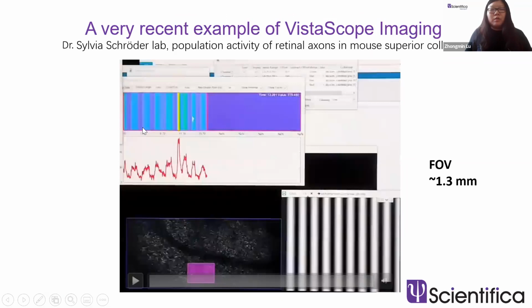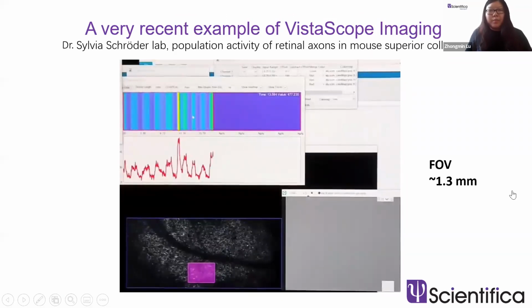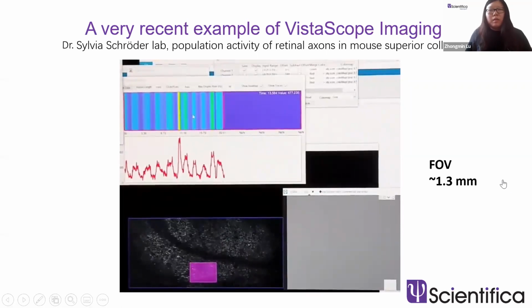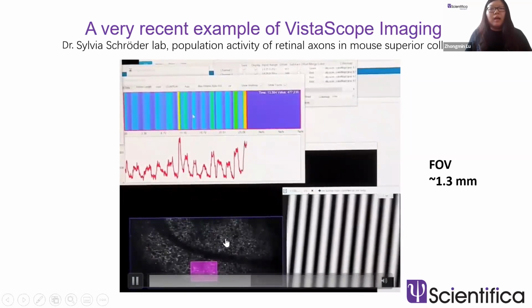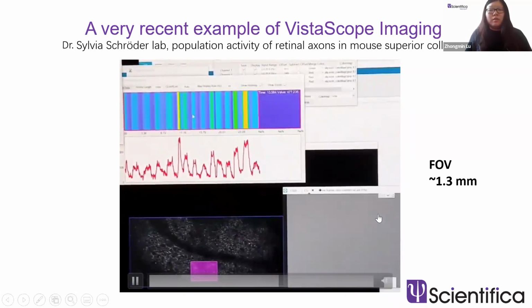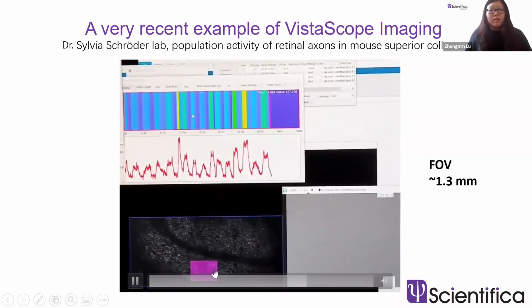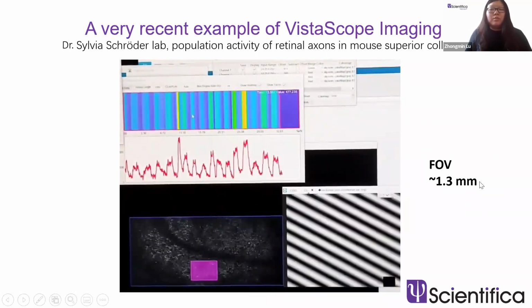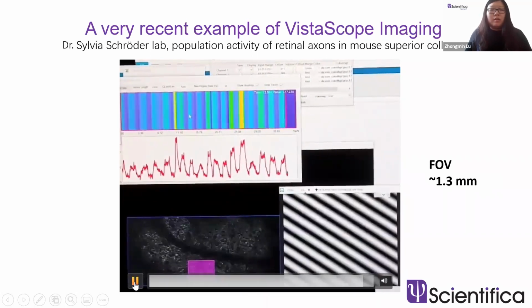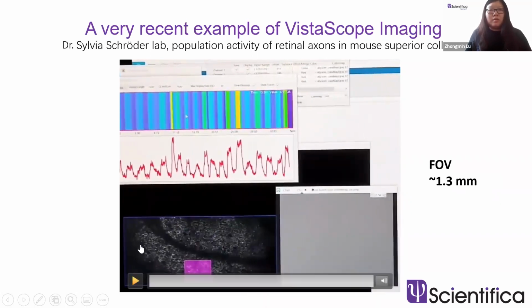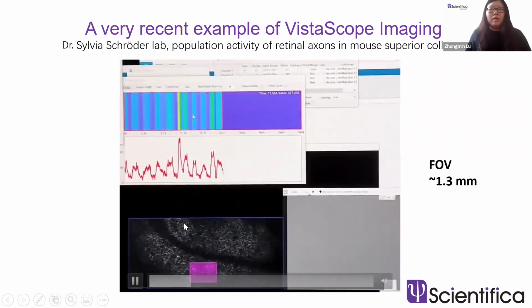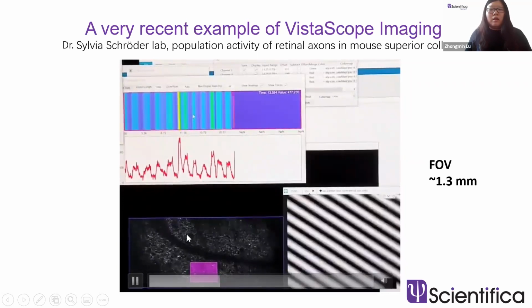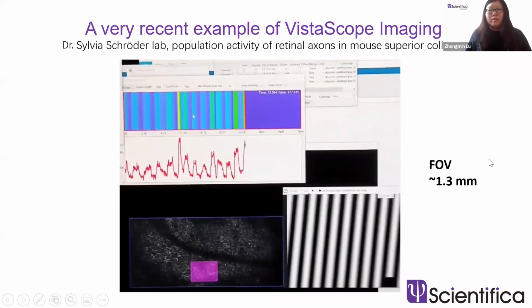This is a really cool example from our customer, Dr. Sylvia Schroeder's lab. They are imaging the population activity of retinal axons in mouse superior colliculus. And this is some degrees of gratings. Just focusing on here, the field of view is 1.3 millimeter. And it's really nice because it captures all these details of the retinal axon activities.